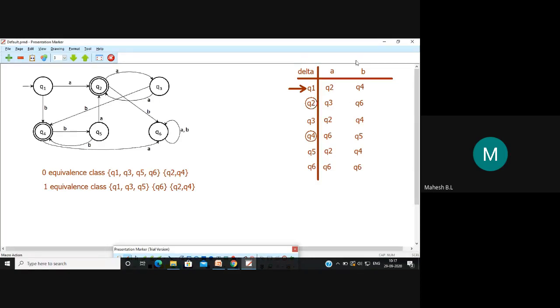So Q2 on B makes a transition to Q6. Q4 on B makes a transition to Q5. So there is a difference with respect to Q2 and Q4. Q2 on A is making a transition to Q3, which is one class. Q4 on A is making a transition to Q6, which is in another class. Just considering one transition is enough. So Q2 and Q4 can be distinguished, which means you can separate that equivalence class.